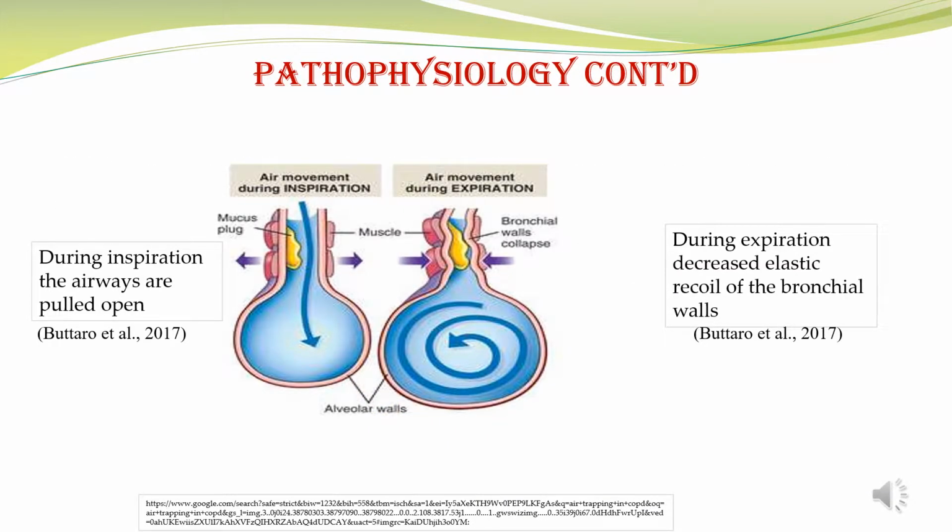Mucus plugs and narrow airways cause air trapping and hyperinflation on expiration. During inspiration, the airways are pulled open, allowing gas to flow past the obstructions. During expiration, decreased elastic recoil of the bronchial walls results in collapse of the airways and prevents normal expiratory airflow. Hypercapnia results from the lack of ventilation.